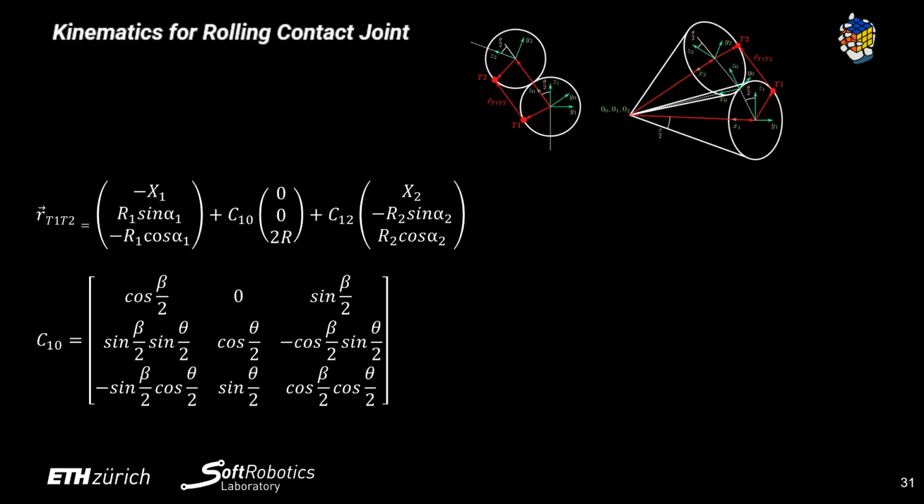So the two rolling joint cases could be generalized into one equation, with C10 expressed as a 3D rotation matrix. The beta angle is set to be 0 in the cylindrical rolling joints, and R is set to be 0 in conical rolling joints. When summing up RT1, T2 of all the joints on a tendon, we can get the length of the exposed tendon.